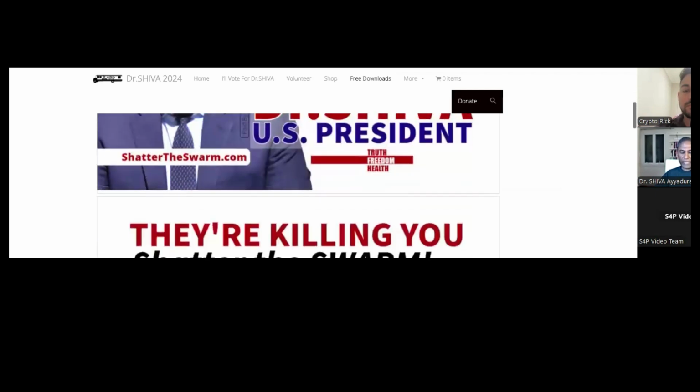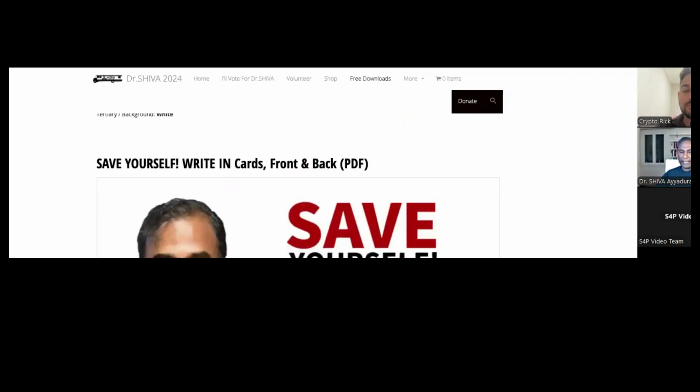Front of it says this, back of it says this. You can print them out, hand out 10,000 of them. Go to parking lots, drive wherever you want to go. And it says, save yourself. You see our message, CryptoRick? Our message is, I'm not here to save you. No one's coming to save us. Do you want to save yourself?